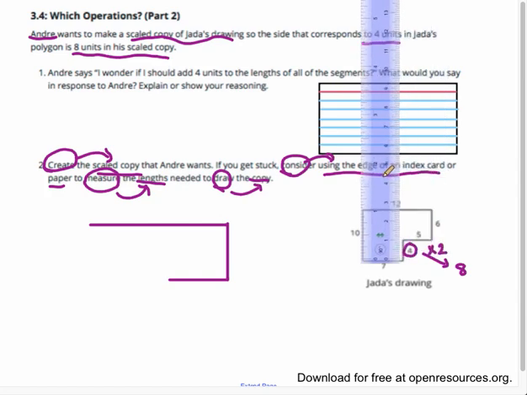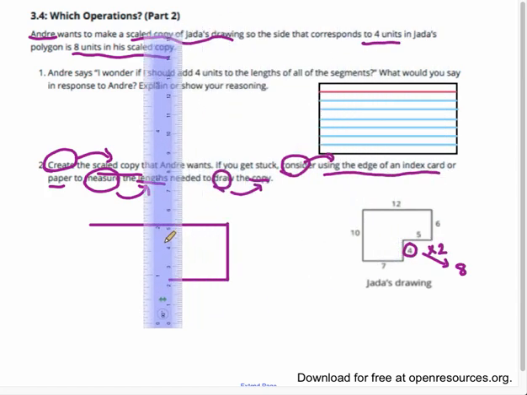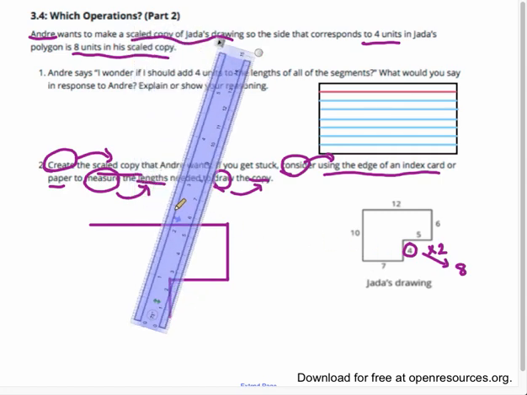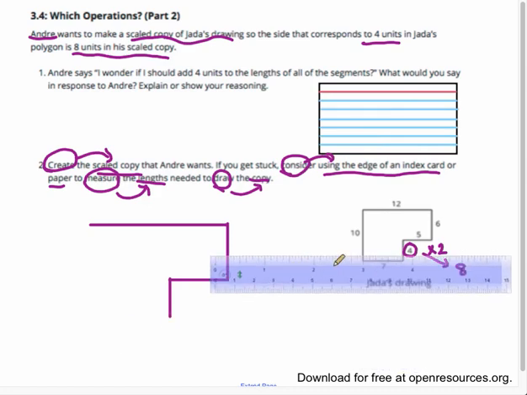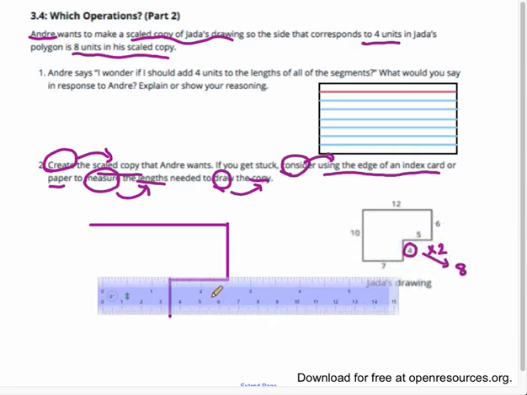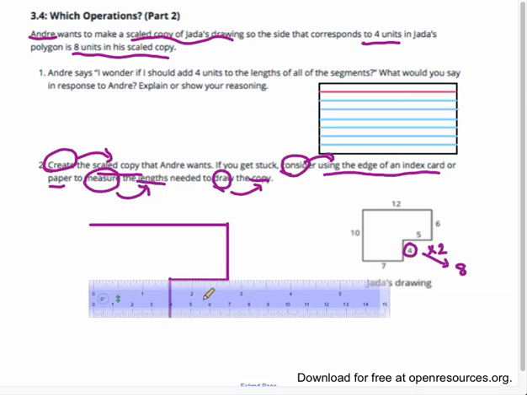And then this segment right here is 1 centimeter, so I'll double that, 2 centimeters. I'll go from 2 to 0. And then this segment right here is 2 centimeters. Yes, 2 centimeters. Alright, so then I'll double that. 2 times 2 is 4, so I'll go across for 4 centimeters.